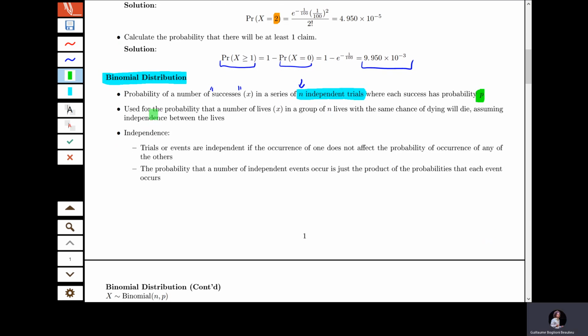So this is just an example, but the binomial could count the number of lives in a group of n independent lives, which all have the same probability of dying. So the binomial could count how many of them stayed alive. And then again, of course, here you could define staying alive as a success, and then p would be the probability of staying alive. Then you count how many stayed alive. But you could also alternatively define a success as dying, and then of course the probability of dying would be the complement of the probability of survival.